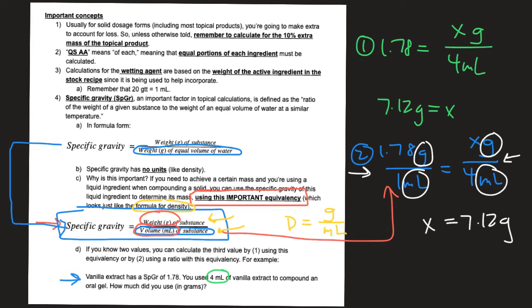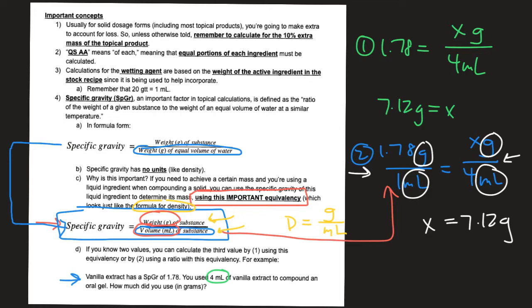One is on top, which is using the straight formula. And number two is using the specific gravity and thinking of it as a ratio, where you have grams on top, milliliters on the bottom. So the specific gravity, 1.78, is the weight of the substance, grams, divided by the 1 milliliter, since milliliters is on the bottom. And then setting it up as a ratio like that. Either way, it gets you the same answer.